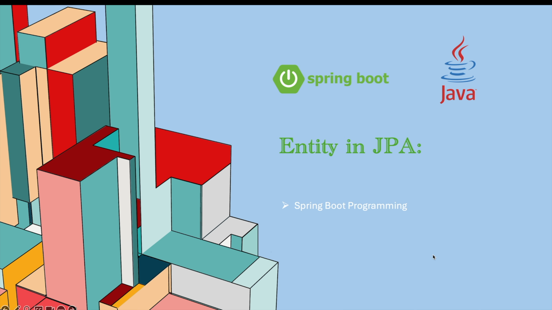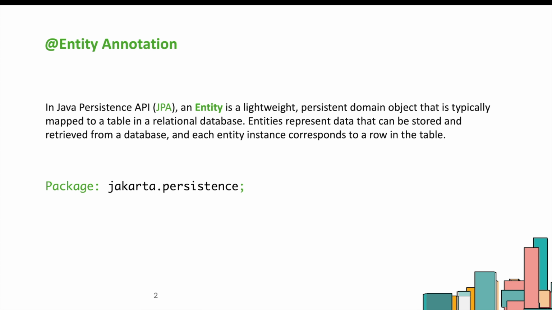Today, we are going to learn about entity annotation from JPA API. JPA is nothing but Java Persistence API. This is a framework or technology we use to deal with the database. By using the JPA framework, we will be able to connect to the database, get the data from the database, store the data into the database, and do all other operations: CRUD, create, read, update, delete.